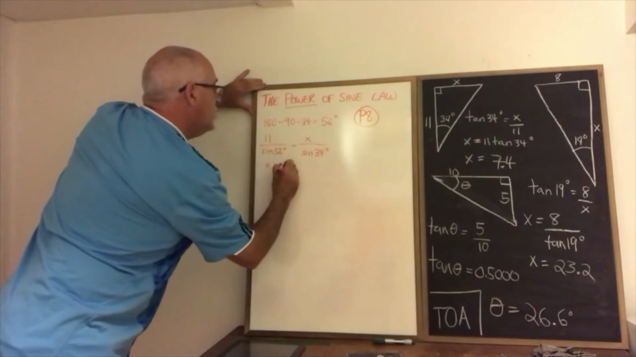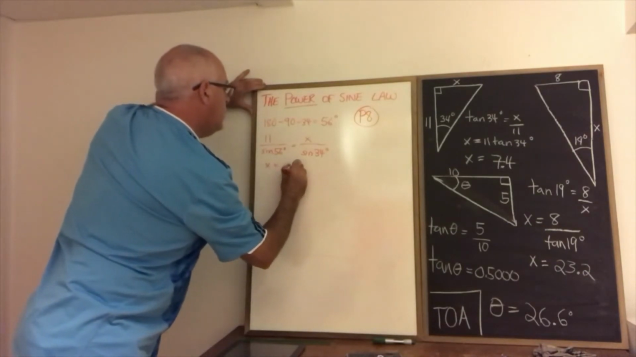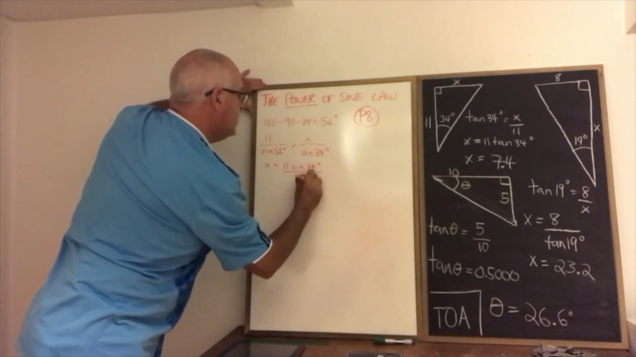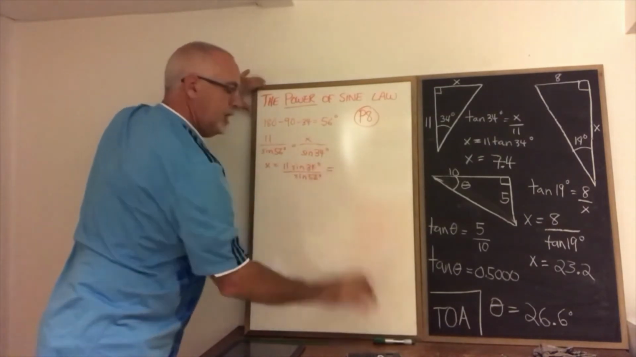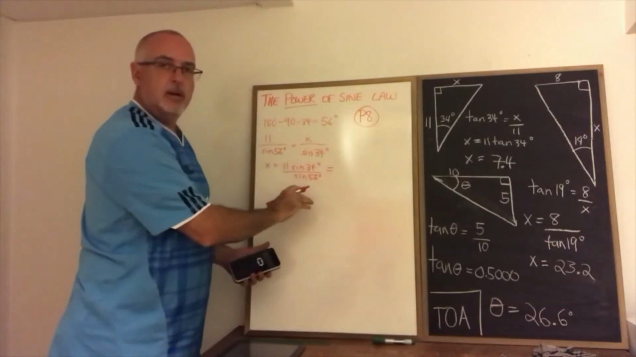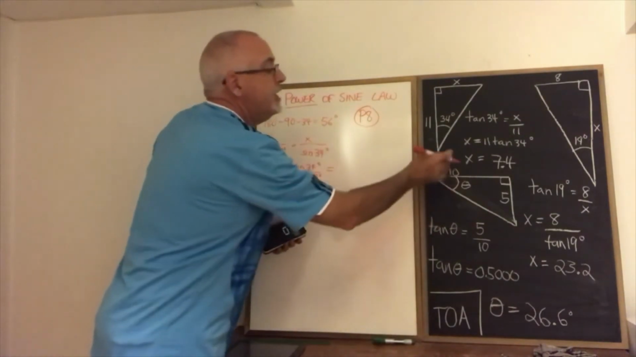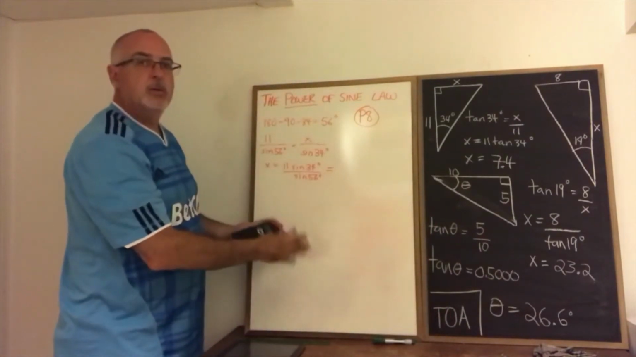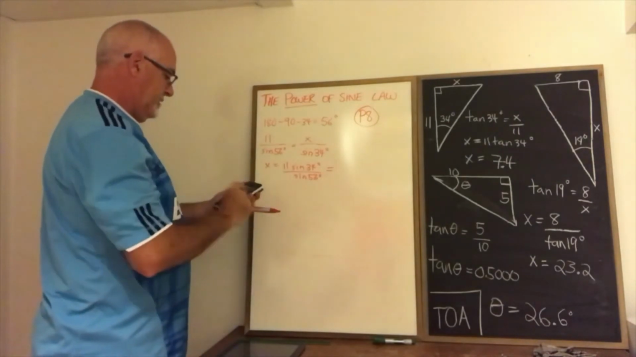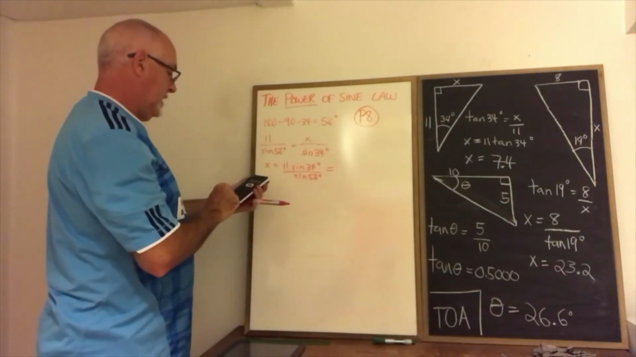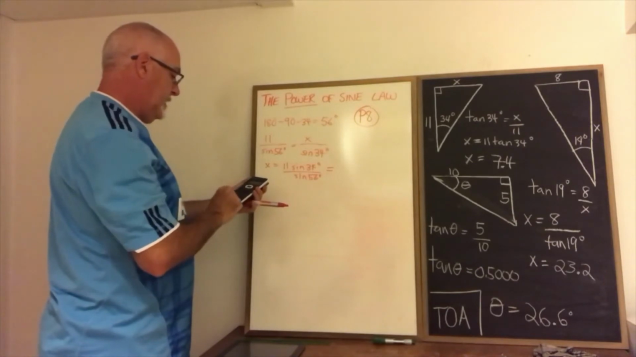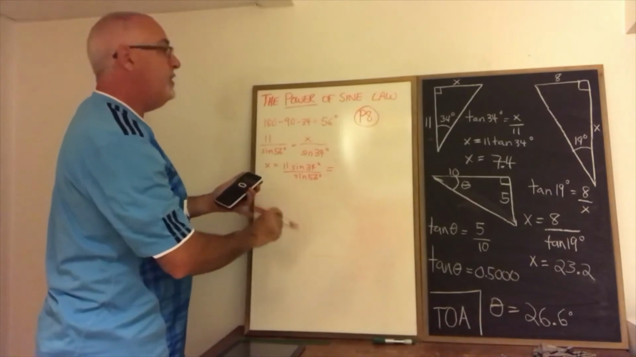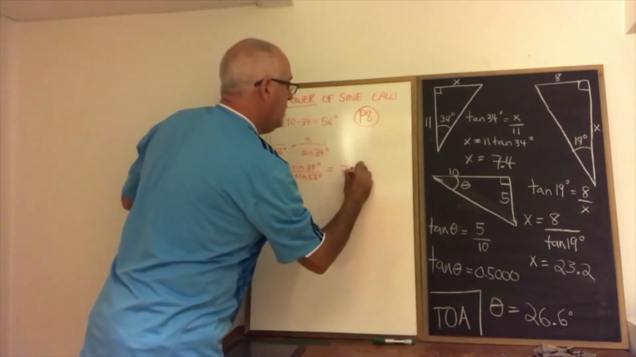X is equal to 11 times sine of 34 over sine of 56. And again, notice, I'm still using sine here. To avoid using the TOA formula, which uses the tan key, I'm using sine law, but of course I'm using the sine key. 11 times sine of 34, divided by sine of 56, is 7.4, as I knew it would be, units.